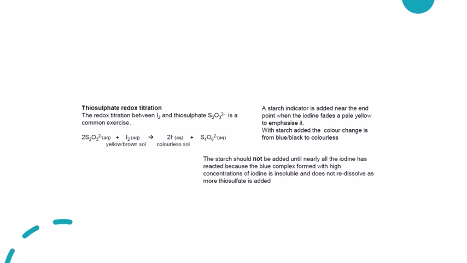But when we add starch, it will turn blue-black, and when the blue-black color disappears, it will be easy to recognize. Starch is not added in the beginning of the titration, because if you add starch in the beginning, it will form a complex with iodine. So we need a greater amount of thiosulfate to remove this iodine from the complex.